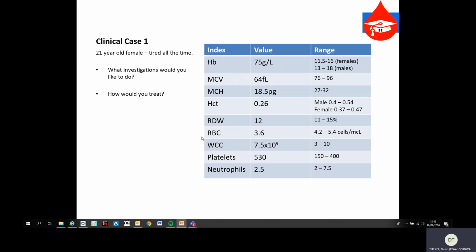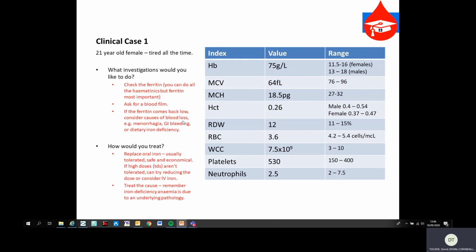Don't worry about the RDW. You're often not given it. And the red blood cell count here, we can see, is low. So this is looking less likely to be a hemoglobinopathy, more likely to be iron deficiency anemia. So that's the most likely cause. What are we going to do to investigate further?